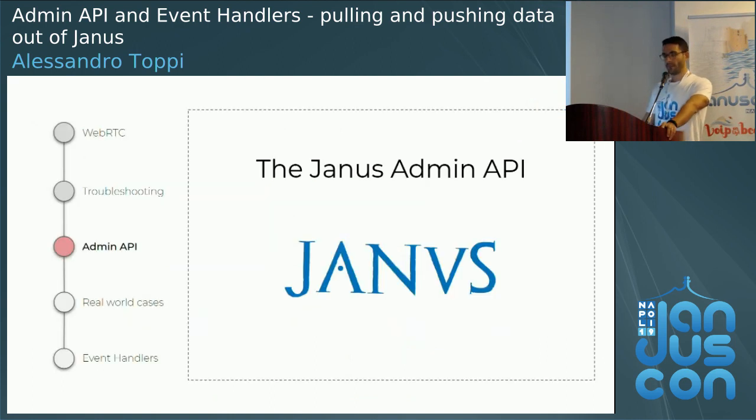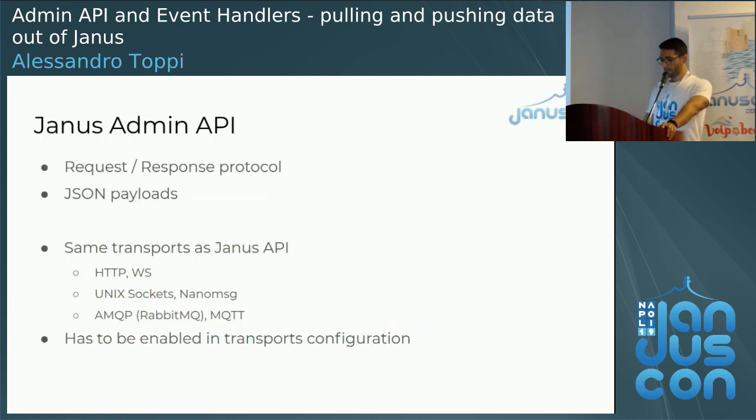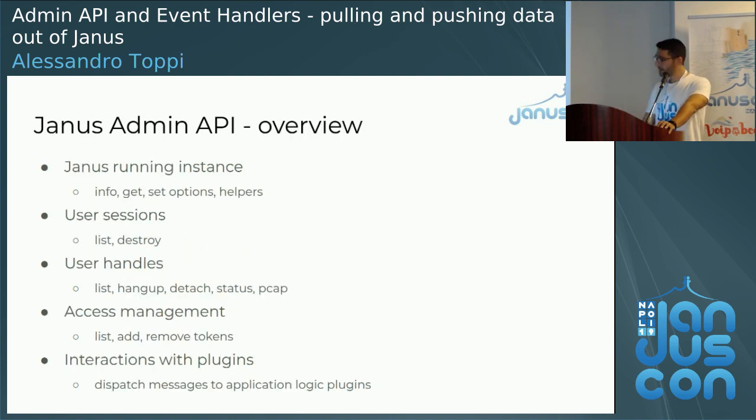I'm going to speak about the first one. The Janus Admin API is a very simple request-response protocol that exchanges JSON payloads, and it uses the same transports as the Janus API, so HTTP and WebSockets, or also UnixSockets and Nanomsg for inter-process communication, and AMQP and MQTT for middleware-oriented messaging systems like RabbitMQ. You have to remember to enable the admin API in the specific transport configuration to make it available to the users.